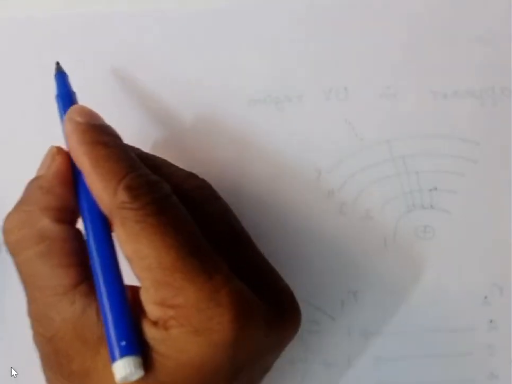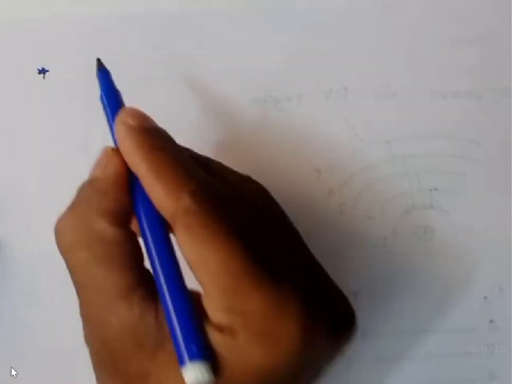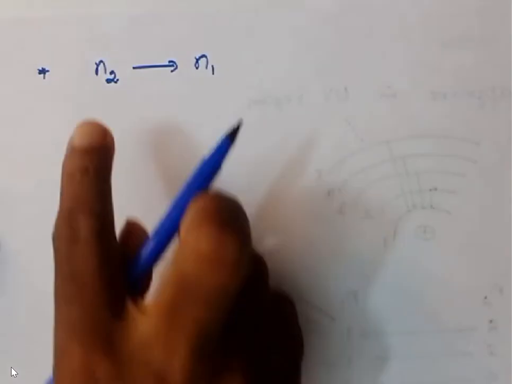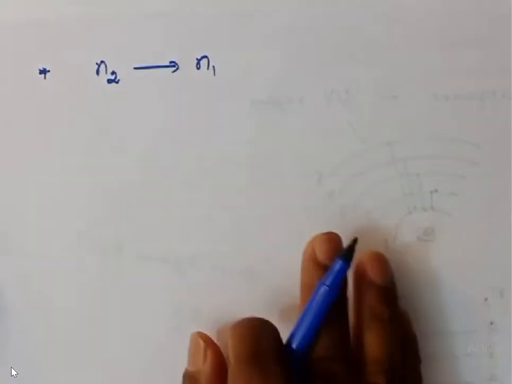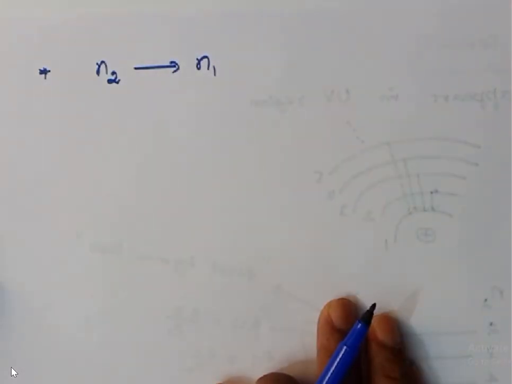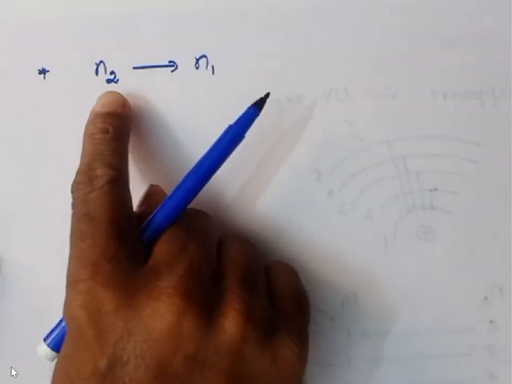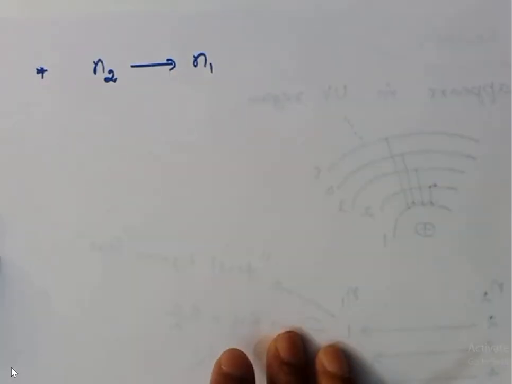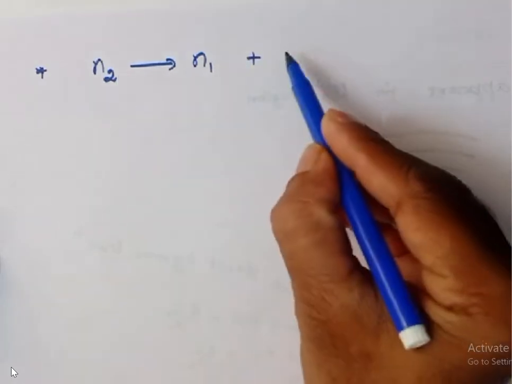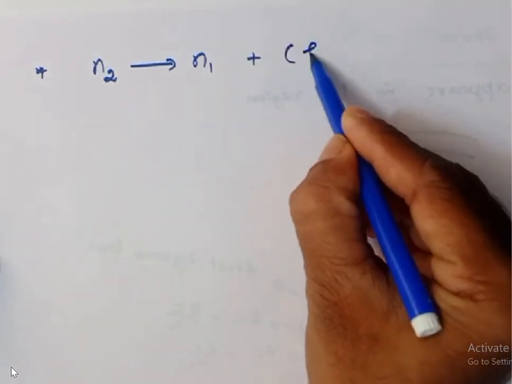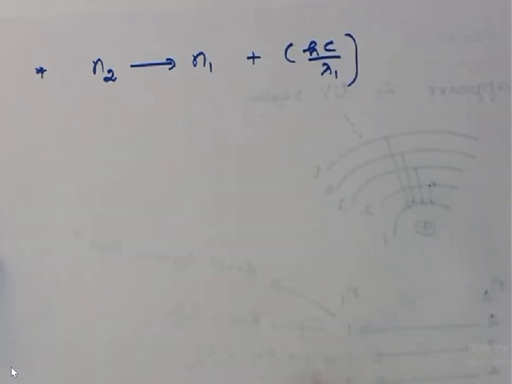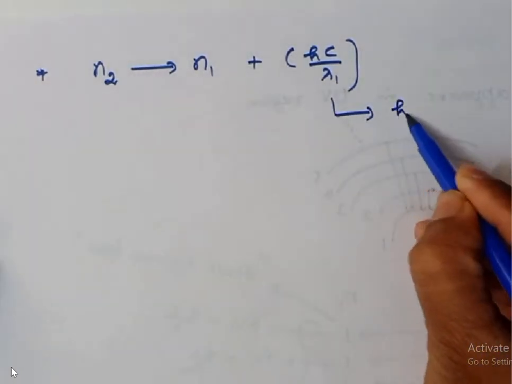Now we know very well. When transition takes place from higher level N2 to some lower level N1, let me give the general expression, then I will write the expression which is required for Lyman series or Lyman lines. Assume that a transition takes place from N2, some higher level, to some lower level N1. For this transition, I have told you some radiation is emitted, which has some wavelength, hc by lambda 1. Some radiation is emitted. I can also write this in wave number, hc nu 1 bar.